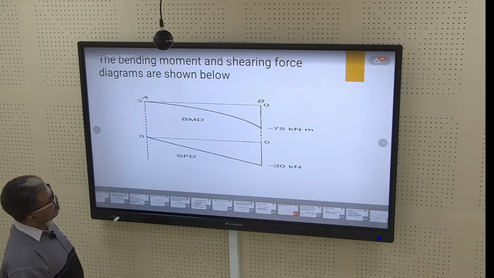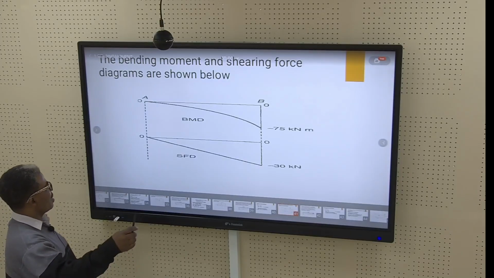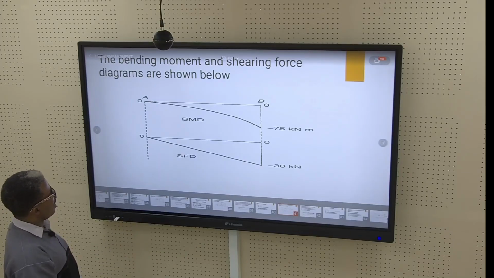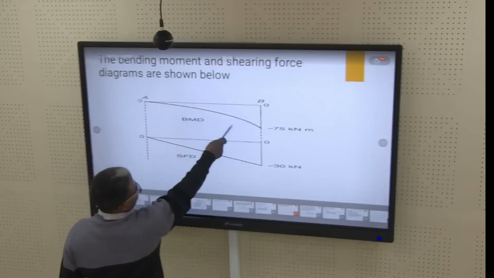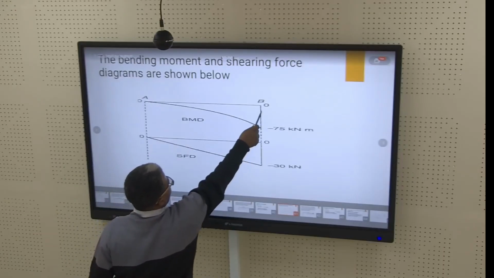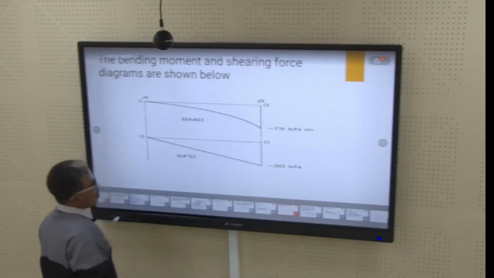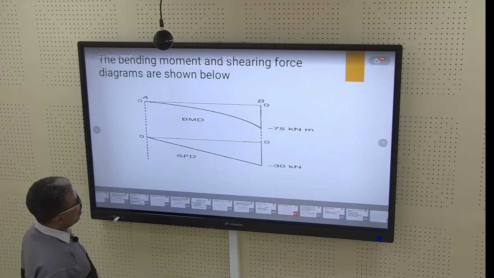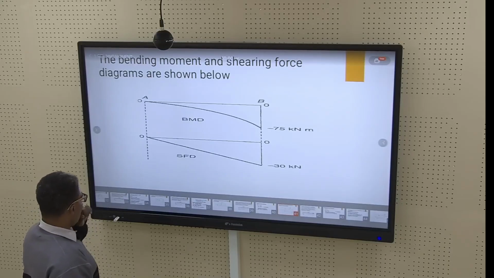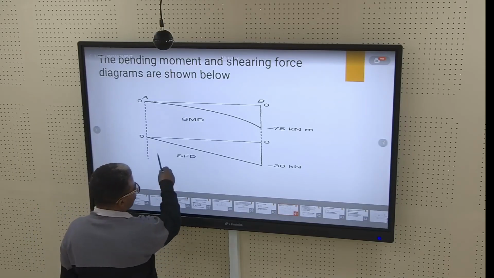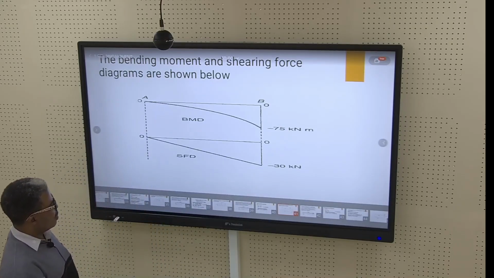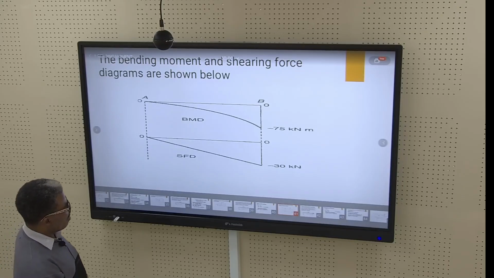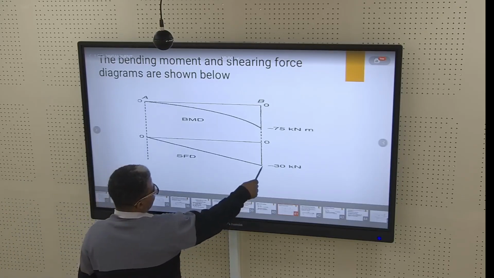Because it's a cantilever and is supported on one side, the bending moment for this case will be at B. Can you see? Then the shearing force will be 30 downwards from B. Our B is somewhere here.